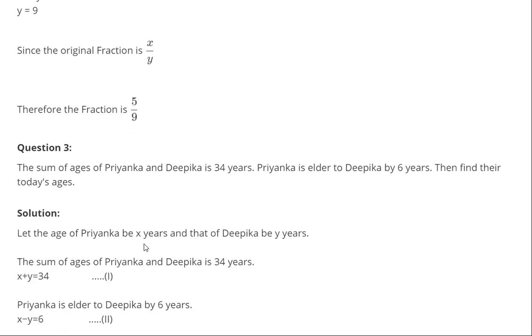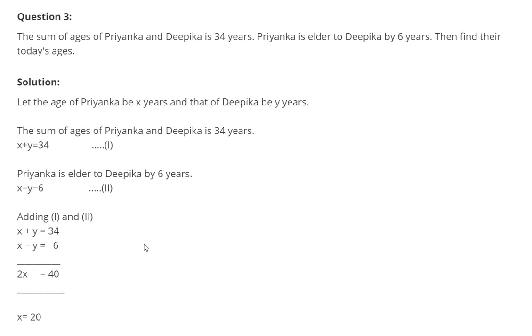Question number 3. The sum of the ages of Priyanka and Deepika is 34 years. Priyanka is elder to Deepika by 6 years, then find their ages today. Now we know that we have to find the ages of two people. One is Priyanka and the other Deepika. So let Priyanka's age be x and Deepika's age be y. Sum of the ages means the total. So x plus y is equal to 34. That's where we arrived at the first equation.